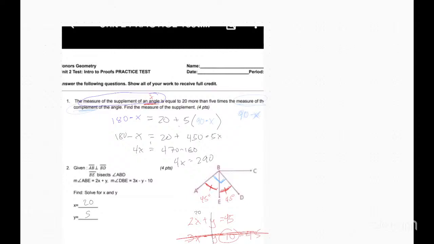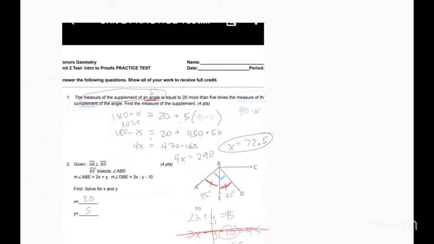Those tricky little ones. The angle didn't have to be a pretty angle. It could have been a fraction. So let's just check to make sure that's right. What's the complement of 72.5? The complement is 17.5. I'm just checking my work here. And what's 20 plus 5 times the supplement? I'm sorry, I said supplement, I meant complement. What's the complement of 72.5?